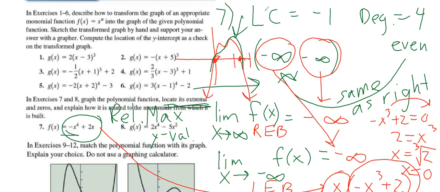But you should be able to look at the leading term and determine the end behavior, what's happening on the right and the left. You should be able to write them as limits.